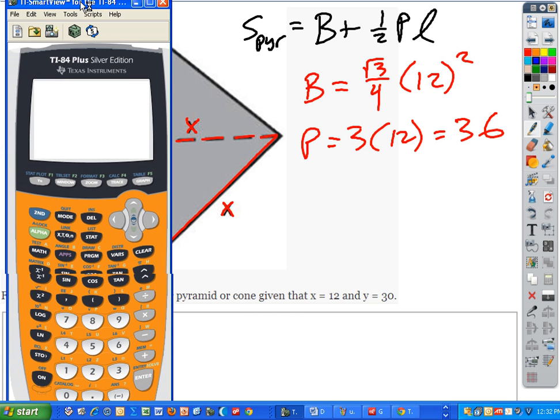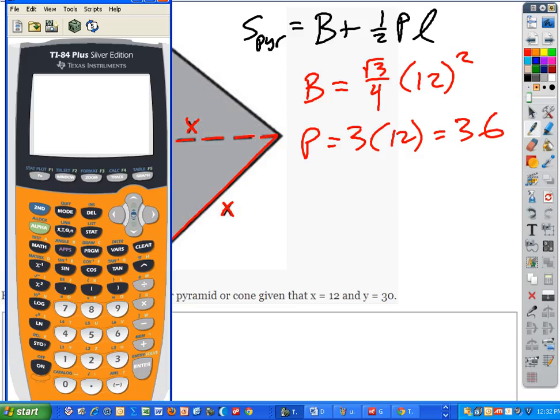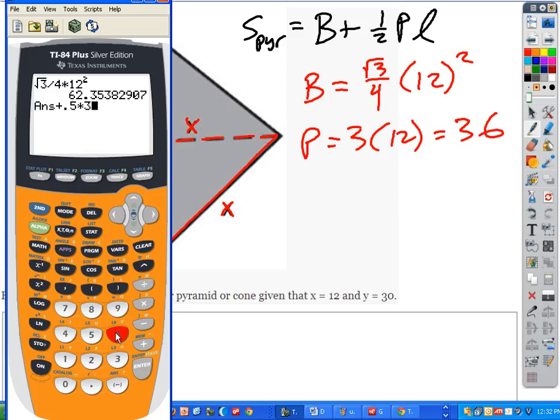So grab a calculator. Let's calculate the base area. Square root of 3 divided by 4 times 12 squared. There's the number for the base. All we've got to do then is add that number to 1/2 PL. So plus 0.5 times 36, our perimeter, times the slant height we said was 30. That was Y. And that's it. 602.35. That's our surface area. Okay? No biggie.